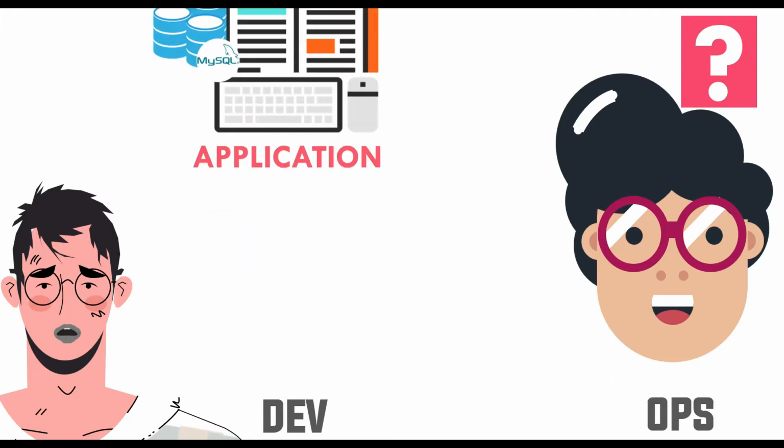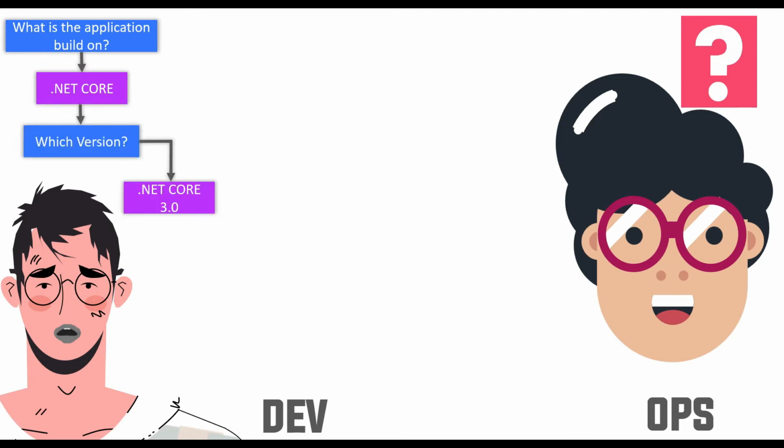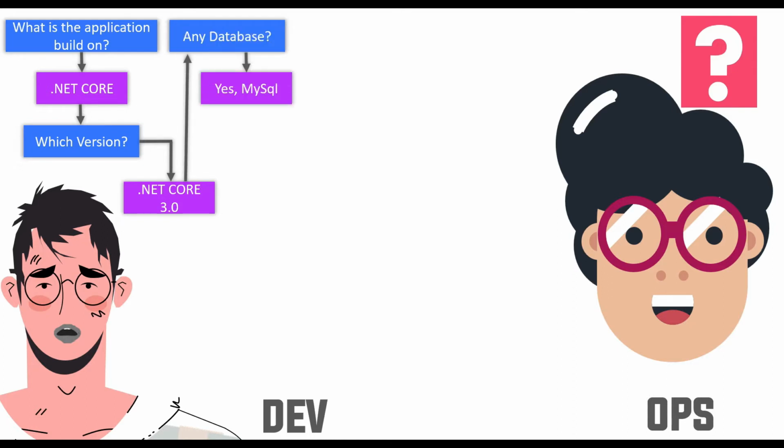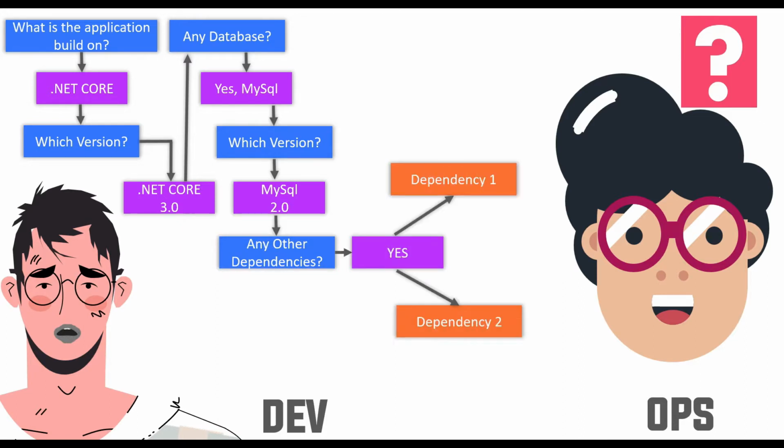Ops team might ask, what is the application built on? You will say .NET Core. Next question, which version? 3.0. He might ask again, any databases used? You will say yes, MySQL. Again, which version? MySQL 2.0. Next question, any other dependencies to be installed? Could be multiple. And on those dependencies, might be a long list of questions.